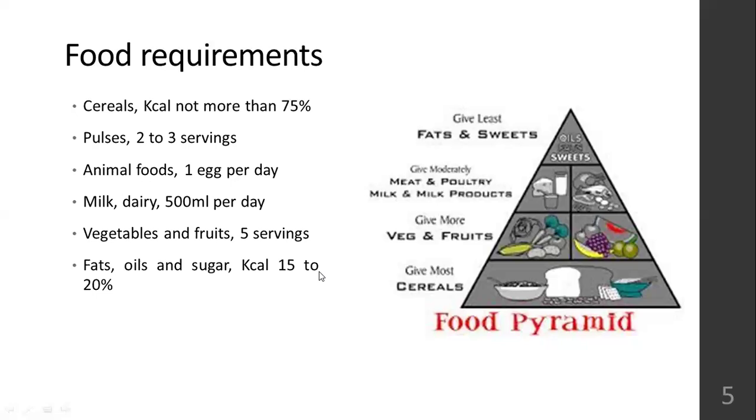Fats and oils and sugar should not give you more than 20% of calories. 15 to 20% of your calories can come from fats, oils, and sugar. Sugar is also fine. There is no harm in using sugar. On a daily basis, if you're a healthy adult who does not have diabetes, 5 to 6 teaspoons of sugar you can use on a daily basis. It will not cause you any harm.